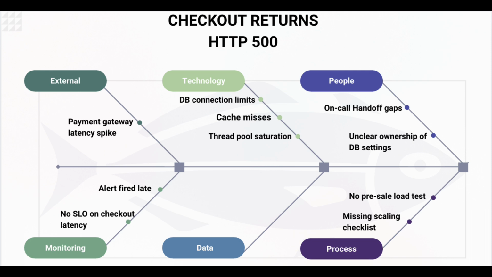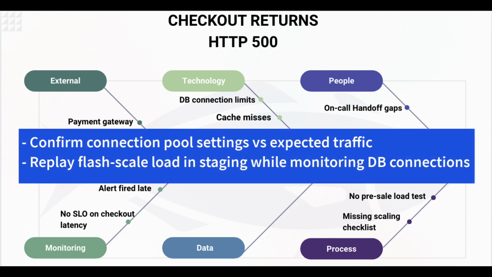Technology: DB connection limits, cache misses, thread pool saturation. Process: no pre-sale load test, scaling checklist missing. People: on-call handoff gaps, unclear ownership of DB settings. Monitoring: alert fired late, no SLO on checkout latency. External: payment gateway latency spike. From that map, you might prioritize 2 tests. Confirm connection pool settings versus expected traffic, and replay flash sale load in staging while monitoring DB connections.